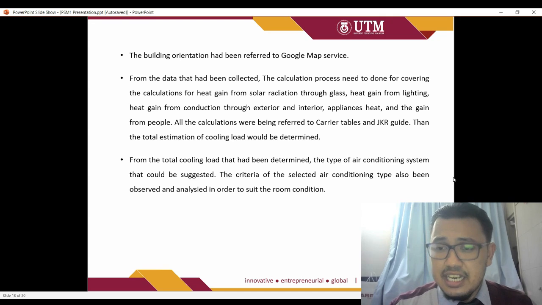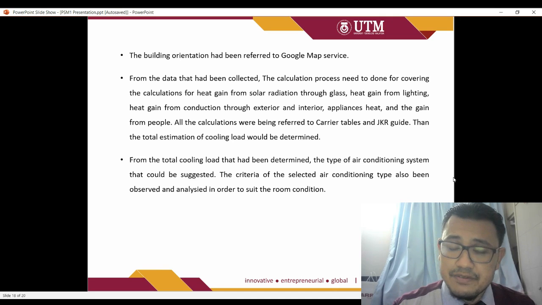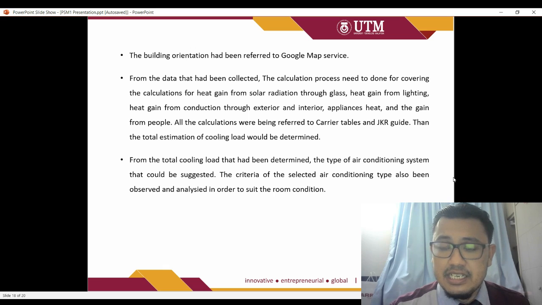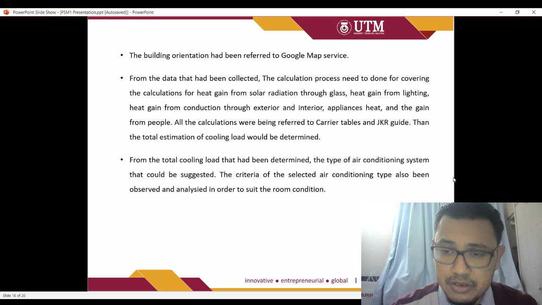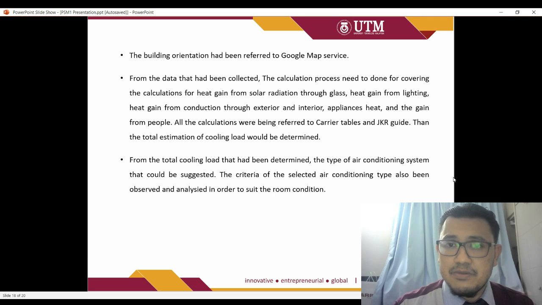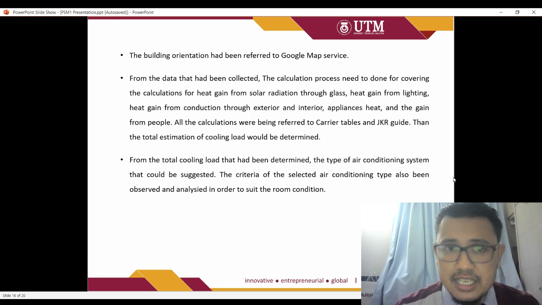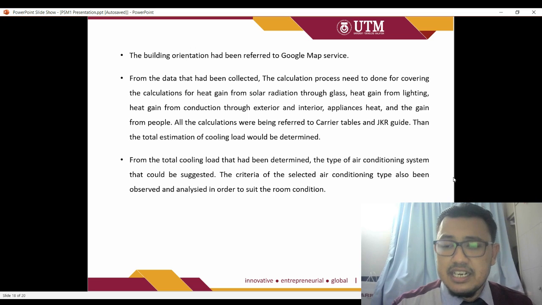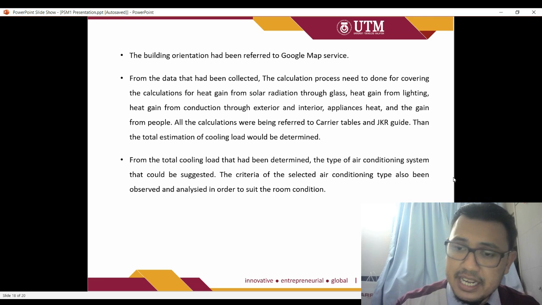For the building orientation, we refer to the plan and also have to refer to the Google Map service, the east and west, to define the shade and the solar radiation load. Then from the data collected, we do the calculation process covering all the heat gain from the solar radiation, glass, heat gain from light, electrical appliances, from machine, from the people, from the building itself, and then the outdoor air, sensible and latent.